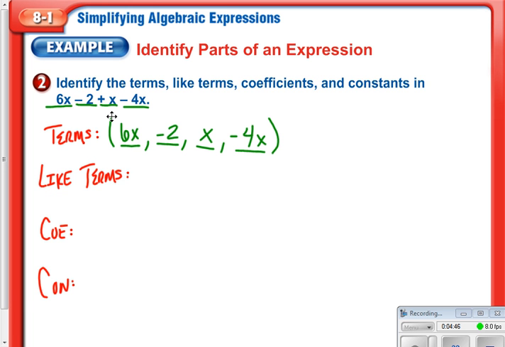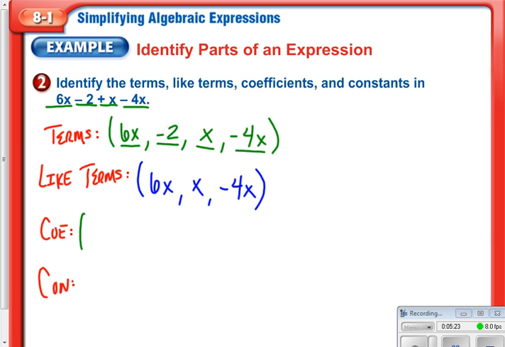Your like terms in this example. Well, our like terms, as mentioned before, are terms that contain the same variables to the same power. So our like terms would be 6x, which is positive, x, which is positive, and negative 4x. If you think about it, you could actually steal the like term piece from the terms above. The coefficients in this problem are the numbers out in front of the variables. So actually we can steal our coefficients from our like terms.